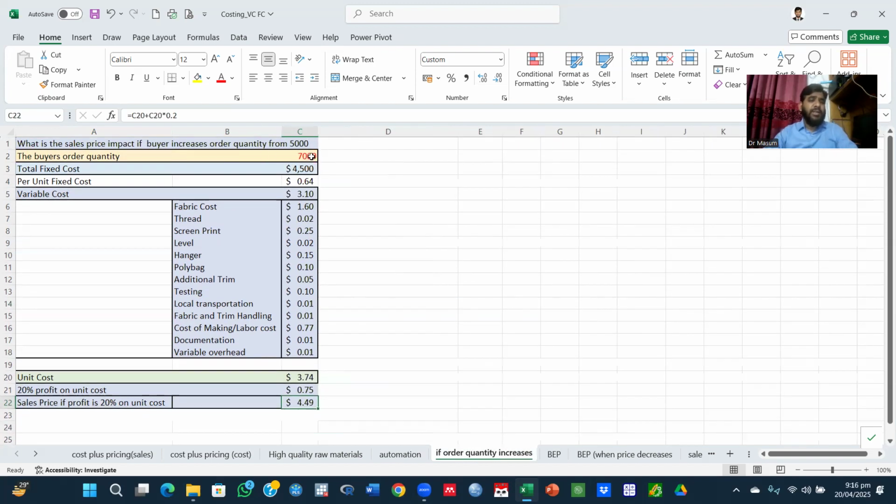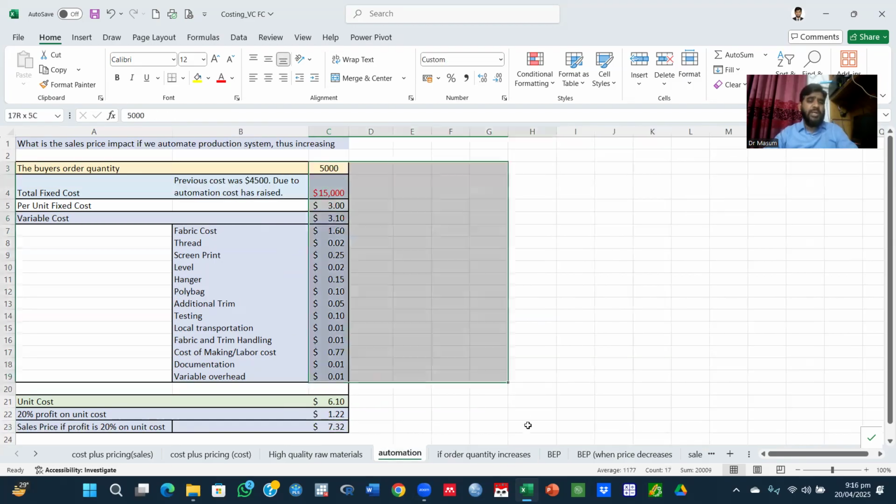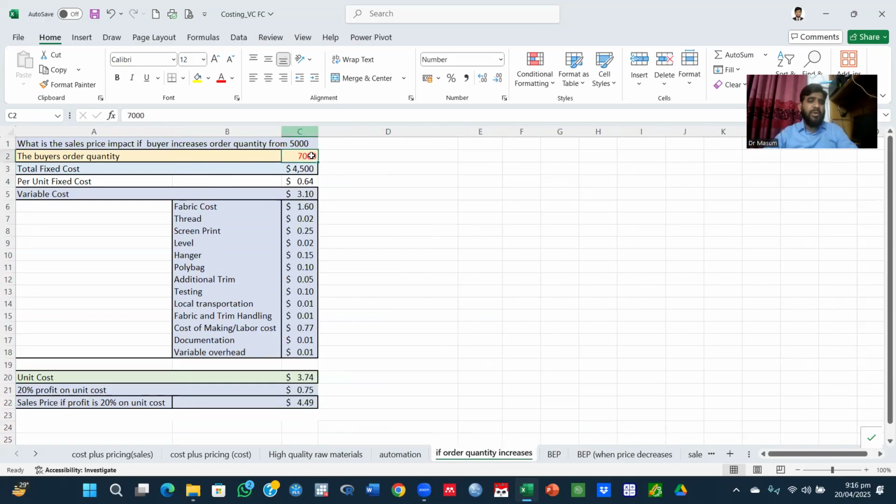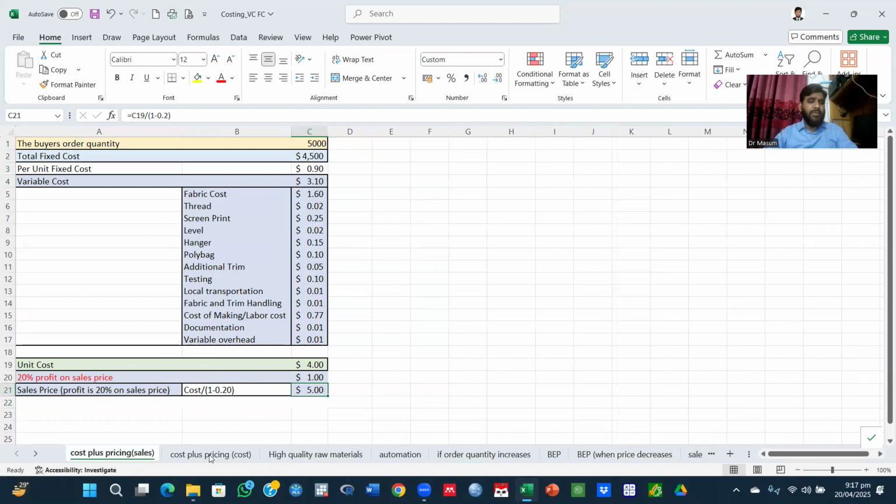Maybe now the manufacturer has increased his demand from the previous 5,000 to 7,000. When you are going to sell 7,000 units, your fixed cost remains the same, because fixed costs such as factory rental and depreciation of the machinery are the same. Your fixed cost will not change. So your per unit fixed cost will remain the same as the initial one.